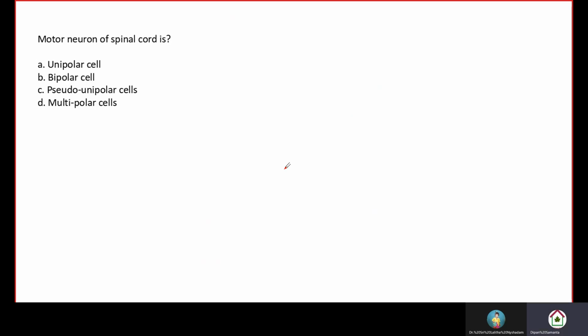Motor neuron of spinal cord is: unipolar cell, bipolar cell, pseudo-unipolar cell, multipolar cell?